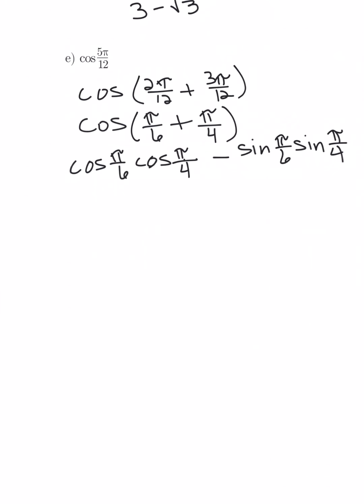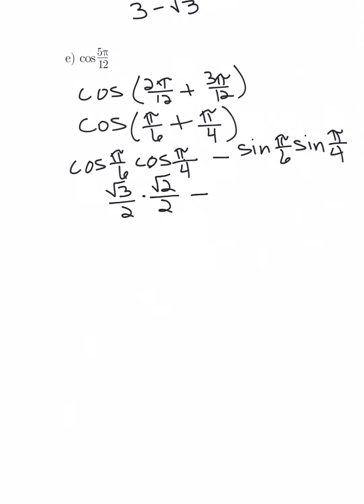Now, look at your unit circle. What's the cosine of pi over 6 equal? It equals the square root of 3 over 2. Take that times the cosine of pi over 4, which is the square root of 2 over 2.